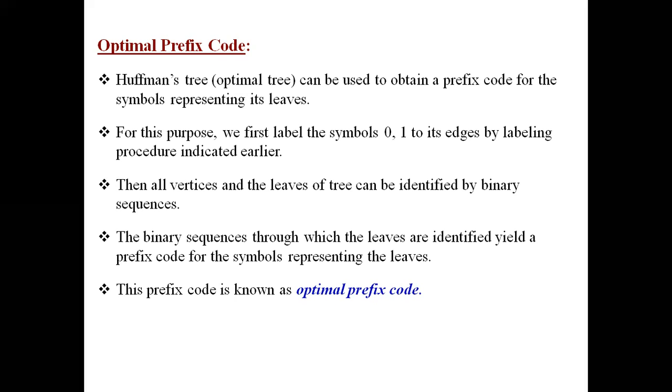This prefix code which we obtain is known as the optimal prefix code since we have obtained it from the optimal tree. So obtaining the optimal tree by the Huffman procedure, we assign zeros and ones by the labeling procedure, followed by which we will be able to write down the code for each of the symbols given in the question, through which we obtain an optimal prefix code. And again, as the optimal tree is not unique, the optimal prefix code will also not be unique.